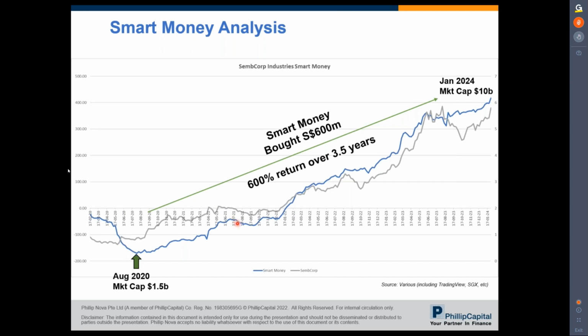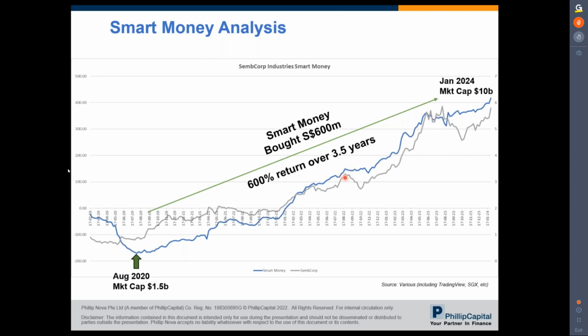So between July 2021 to September 2021, about a period of 2 months, the smart money are selling. So as the smart money sell, the share price comes down. Then after September, as the smart money buys, the share price goes up. So you can see that since August 2020, smart money has consistently been buying Sembcorp Industries, right? And as they buy up Sembcorp Industries, the share price generally goes up as well.